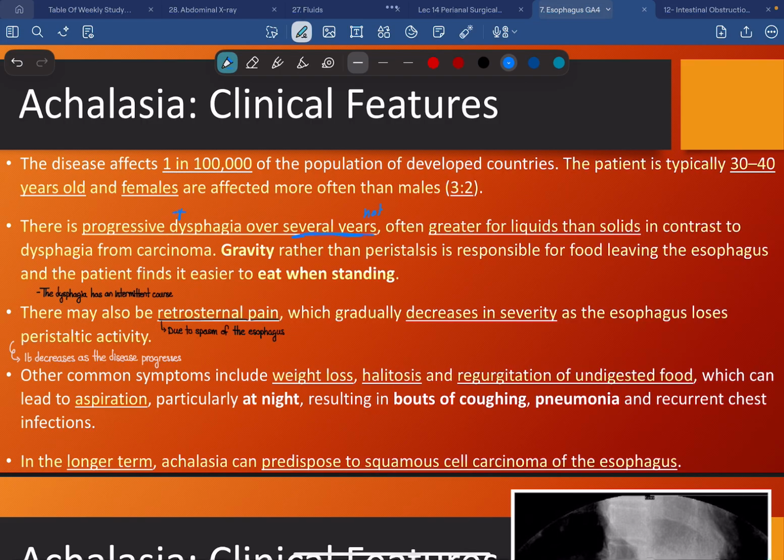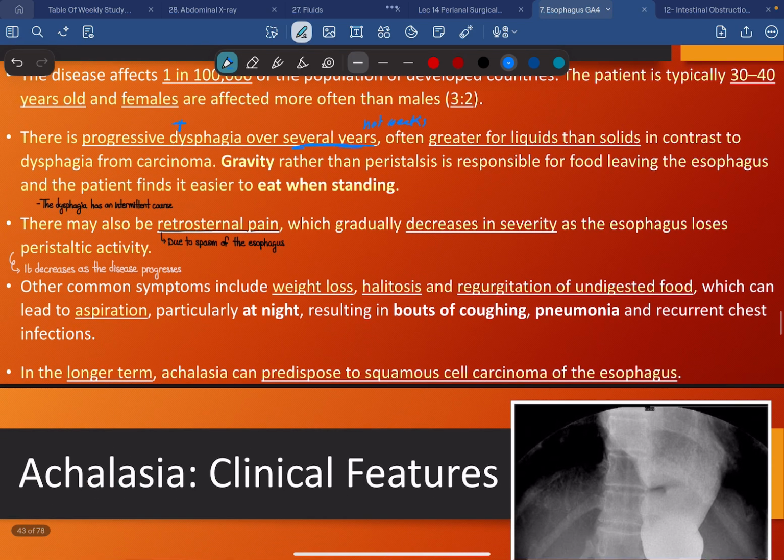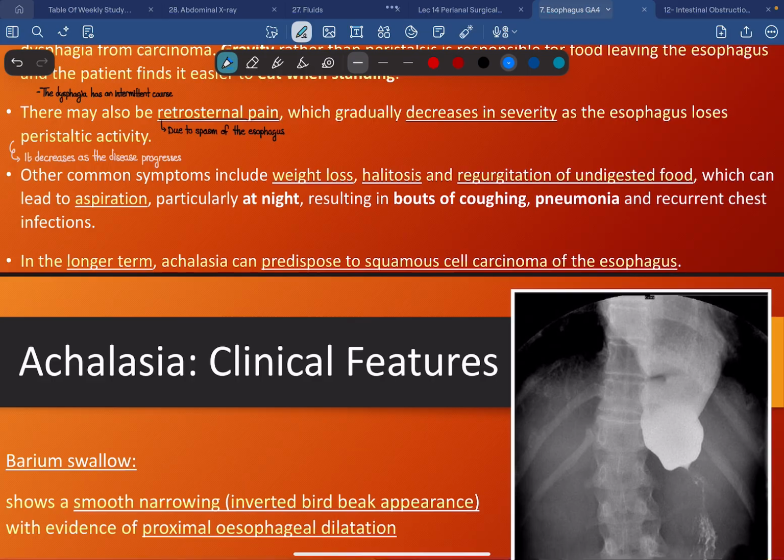It's greater for liquids than solids, the opposite of the obstruction of carcinoma. And sometimes it presents with retrosternal pain, weight loss, and halitosis, because of the accumulation and fermentation of food above the stenosed lower esophagus. Regurgitation sometimes can lead to aspiration and pneumonia. In the long term, achalasia can predispose to squamous cell carcinoma of the esophagus.